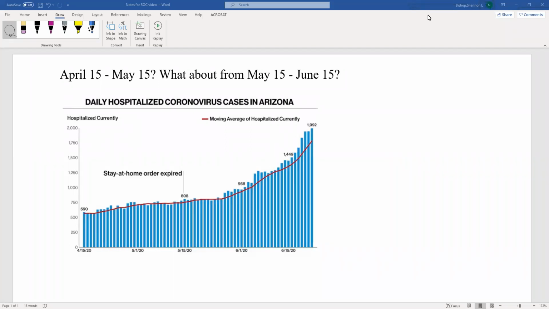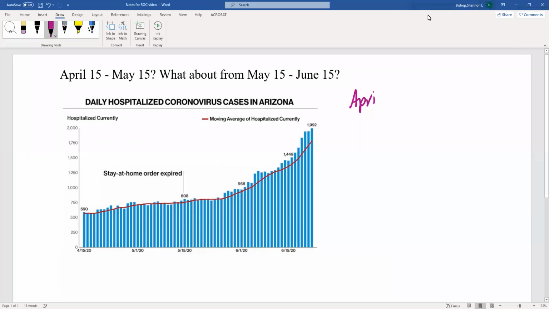For this particular context, we have a graph of data regarding the number of hospitalized daily cases of coronavirus in Arizona. Specifically, we're going to talk about the time periods from April 15th through May 15th, and then once again from May 15th to June 15th. So let's start with the time period of April 15 to May 15.